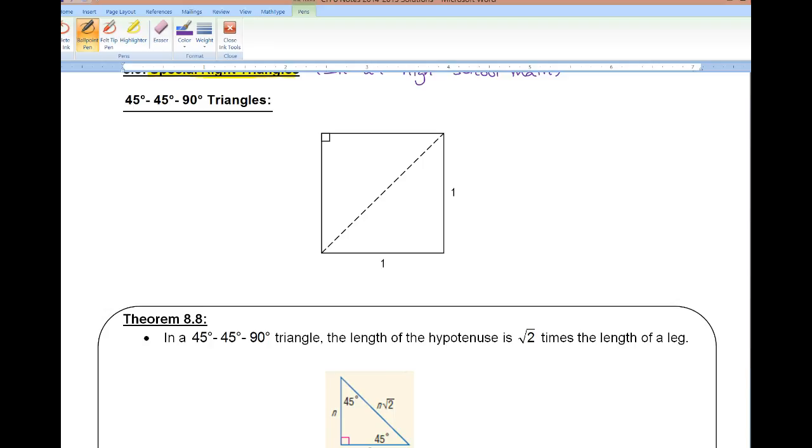When we do area and volume, which will be coming up in later chapters, it depends on your knowledge of these special right triangles.